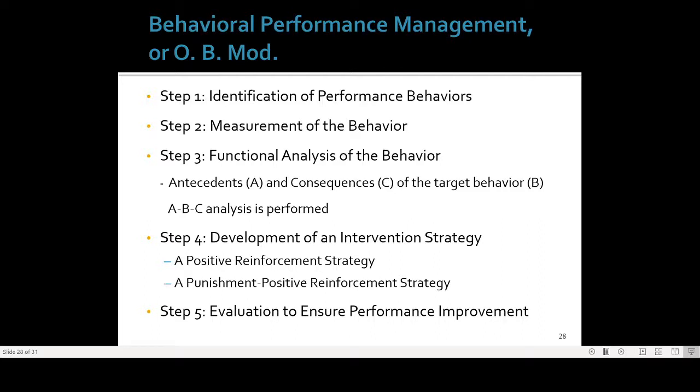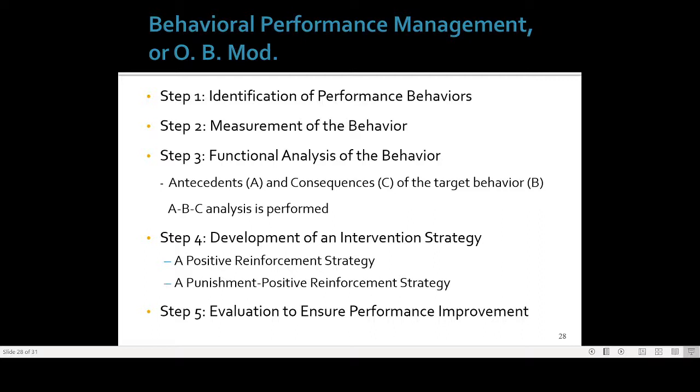First, you need to identify the performance behaviors. So what brings performance? In some organizations, punctuality and attendance can bring performance; in another organization that may not bring performance. Then you do a measurement of behavior. Then you do a functional analysis of behavior, which we discussed: antecedents, behavior, and consequences. So you perform the ABC analysis, and then develop the intervention strategy.